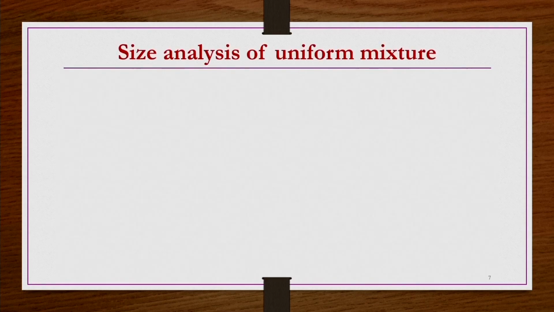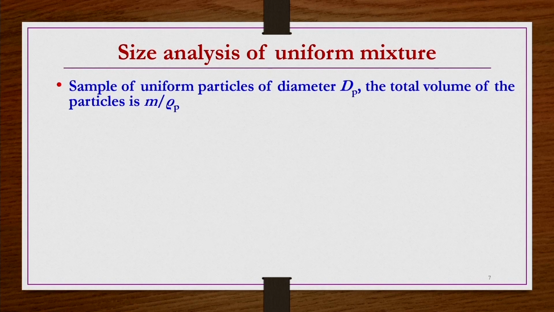Now we see the size analysis of uniform mixtures. Uniform mixtures in the sense they may be any shape, irregular shape, but their size and density are the same. So, let us say you have a sample of uniform particles of diameter dp, then the total volume of the particles would be m by rho p. Here, dp is the same for all the particles. Let us say you have glass beads of spherical shape. The diameter of each and every glass bead would be almost the same, close to each other.